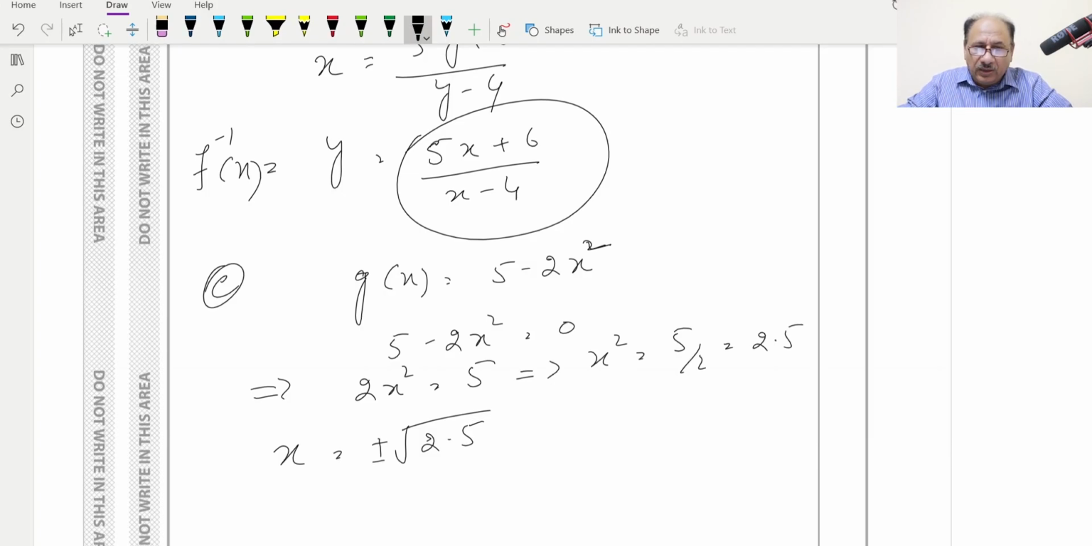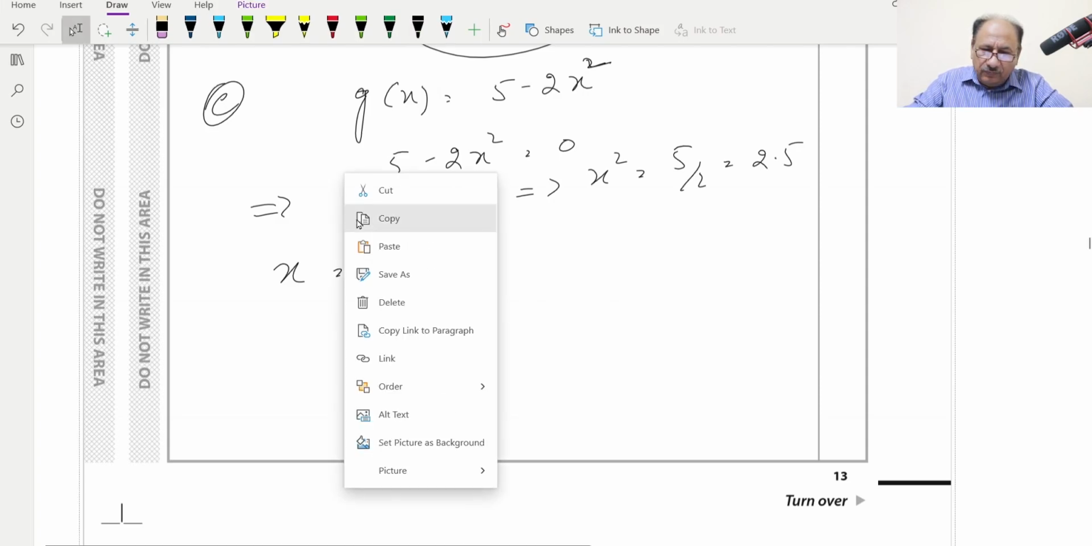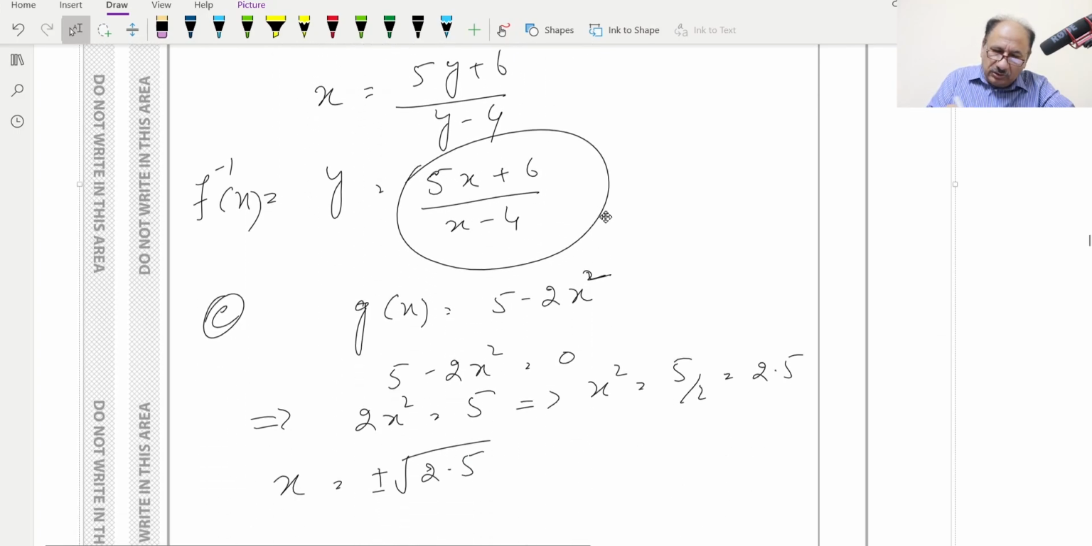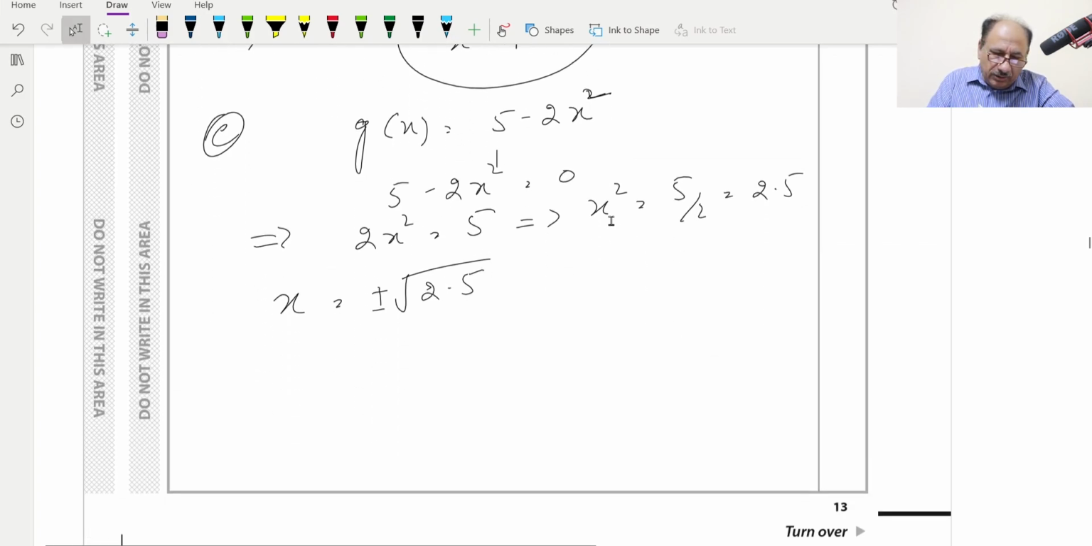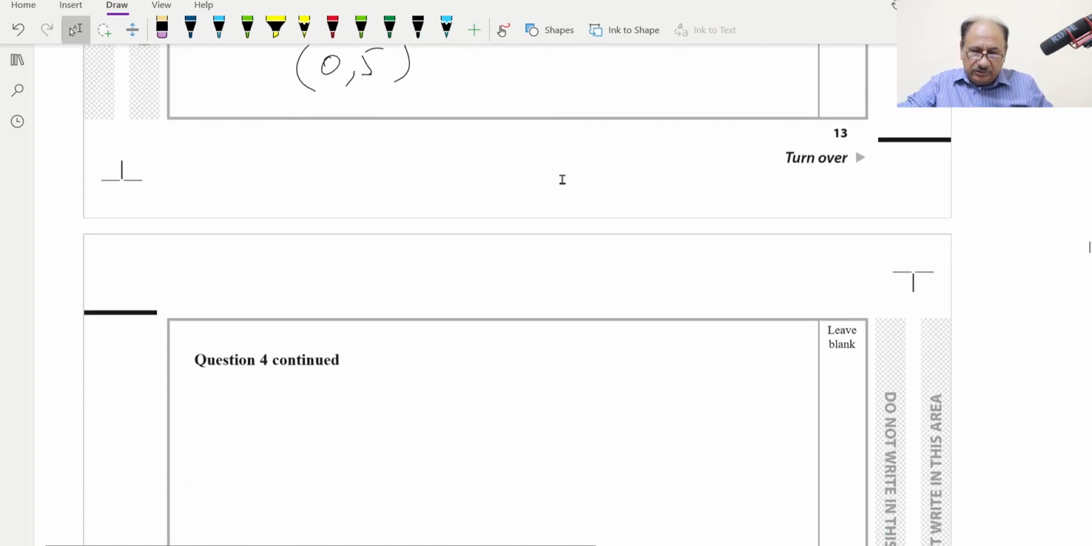Now we can write, for example, at x is equal to 0, y will be equal to, if we replace x is equal to 0 in this equation, y will be equal to 5. So we can write that point also. At x is equal to 0, y will be equal to 5. So 0 and 5 will be the y-intercept, and we can draw basically the graph sketch.